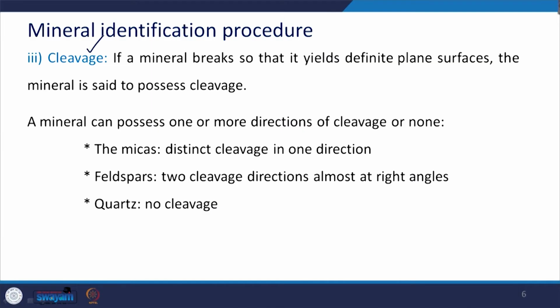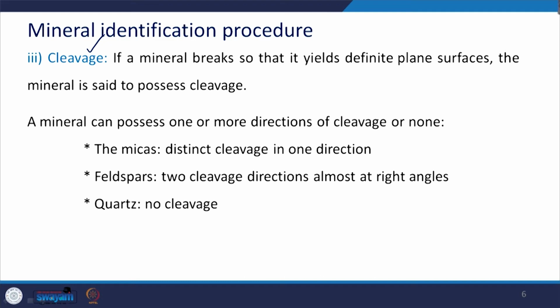Now, the third category or the third procedure is cleavage. Now, what do we mean by this? If a mineral breaks in such a manner that it yields definite plane surfaces, then the mineral is said to possess cleavage. Okay. Now, let us say if a mineral is breaking only about one plane, then that mineral would be called as having one cleavage plane.